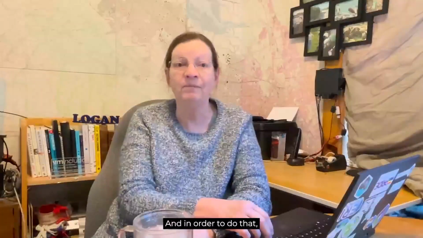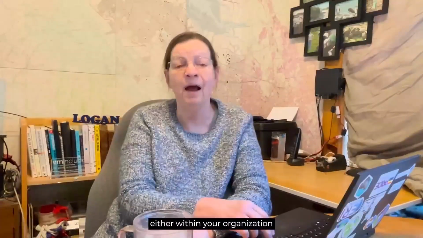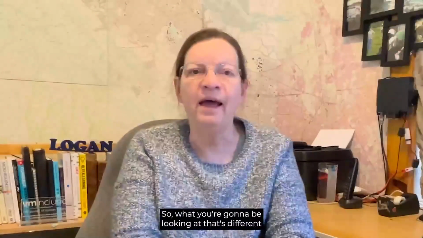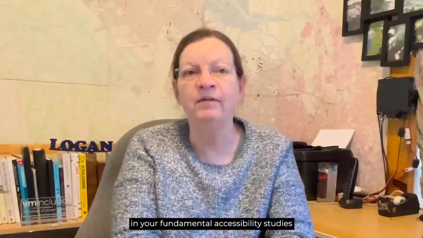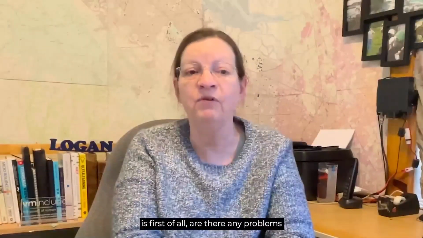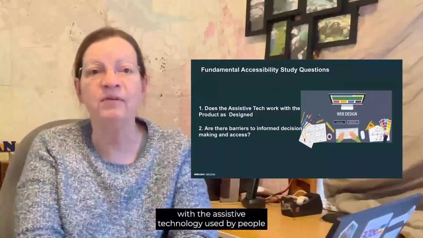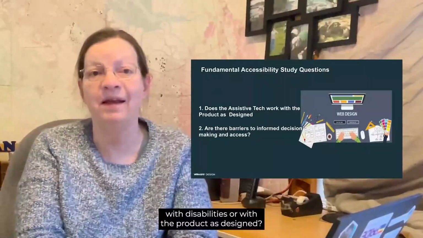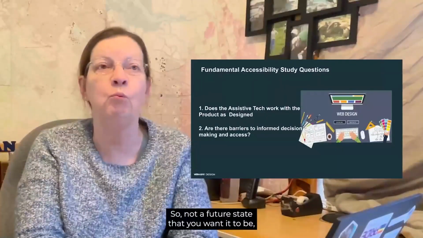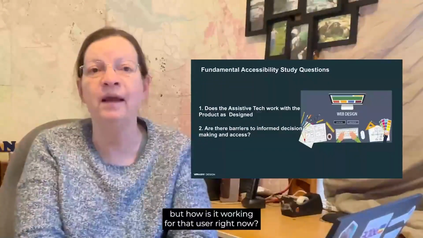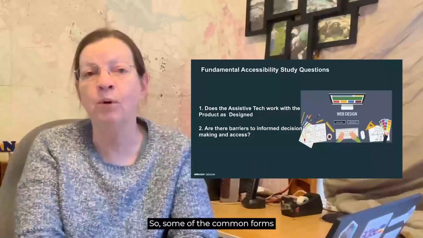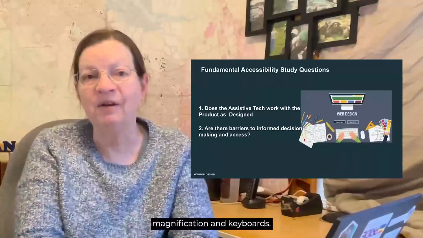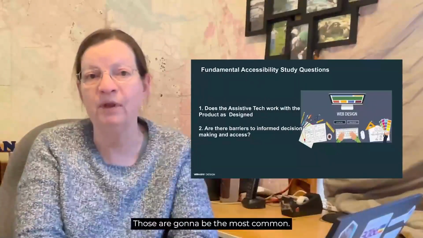And in order to do that, you need feedback from people with disabilities, either within your organization or outside your organization. So what you're going to be looking at that's different in your fundamental accessibility studies is, first of all, are there any problems with the assistive technology used by people with disabilities or with the product as designed? So not a future state that you want it to be, but how is it working for that user right now? Some of the common forms of assistive technology you're going to see are screen readers, for example, magnification, and keyboards. Those are going to be the most common.